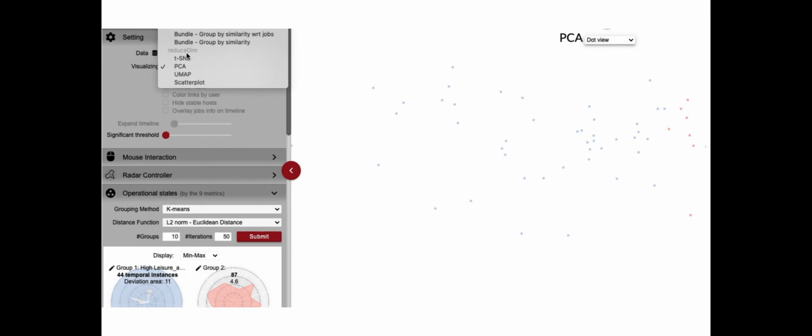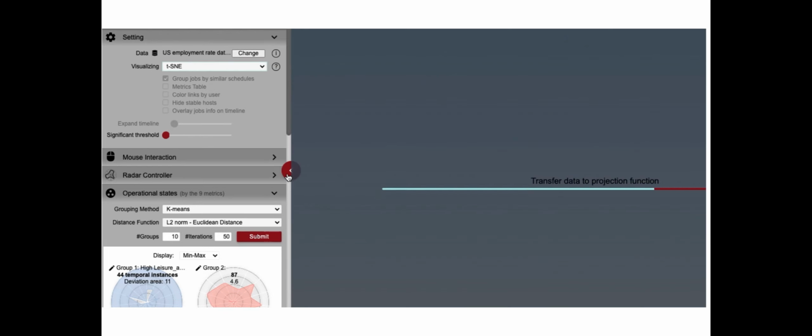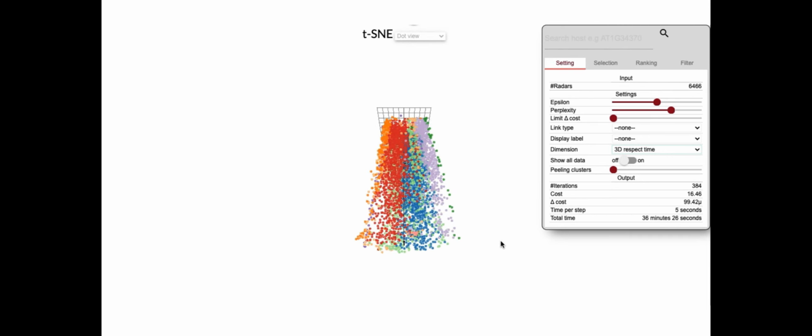Regarding t-SNE, it takes too much time for running this dataset of 6,466 data points. The quality of visualization is also not good compared to UMAP because we gain no interesting pattern or irregular points as in the previous method.